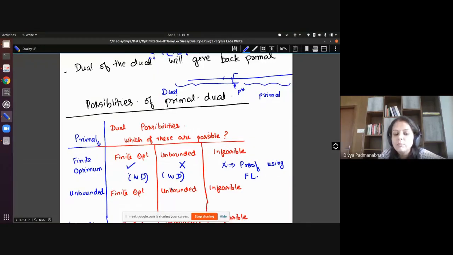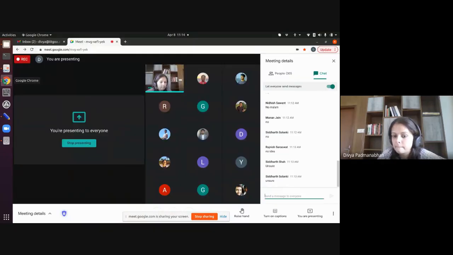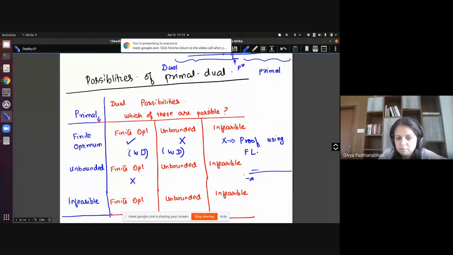Now the other case where the primal is unbounded, so the primal takes a value of minus infinity. Can the dual have a finite optimum? No. The dual cannot have a finite optimum, because if it did, it would violate the weak duality theorem. So that's not possible.